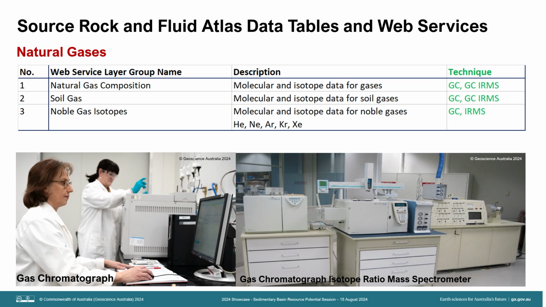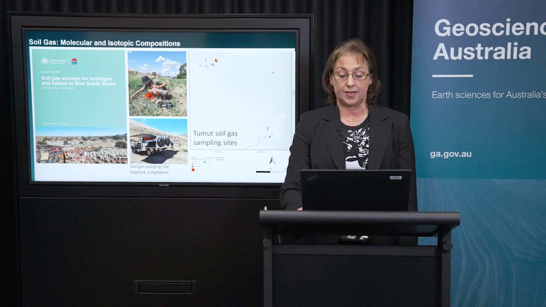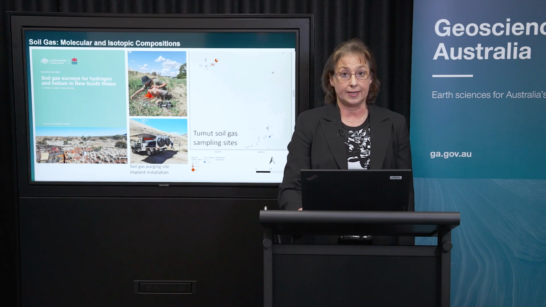The Exploring for the Future project has enabled the existing data tables to be extended to build new ones. We now have web services covering the physical and chemical compositions of sedimentary rocks, crude oils and natural gas. We have 3 gas data tables that contain molecular and carbon and hydrogen isotopic composition, as well as the stable isotopes of the noble gases. A new web service contains the molecular and isotopic compositions of soil gas, where baseline studies are being conducted in regional New South Wales near Tumut, looking at the distribution of naturally occurring hydrogen helium. The results from this study are presented in Chris Borum's Natural Hydrogen talk, and the data released in this new report will be uploaded into the database.